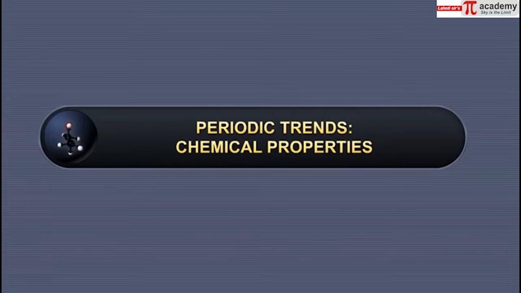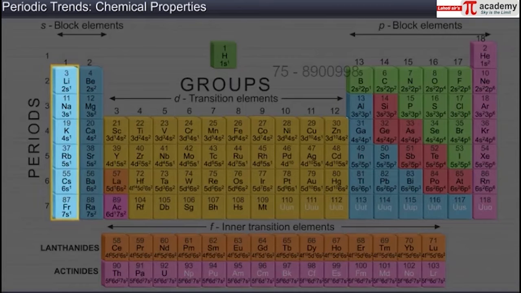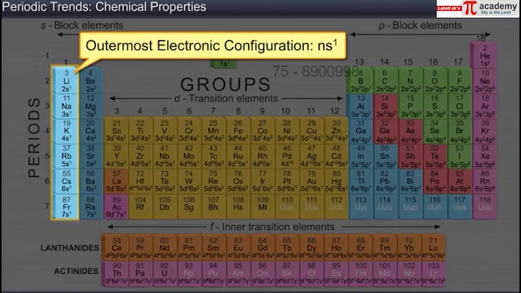In this module, you will learn about the periodic trends in chemical properties of elements. You have learnt that the reoccurrence of similar outermost electronic configuration after certain regular intervals causes periodicity in the physical properties of elements. Now let's see how periodicity affects the chemical properties of elements.